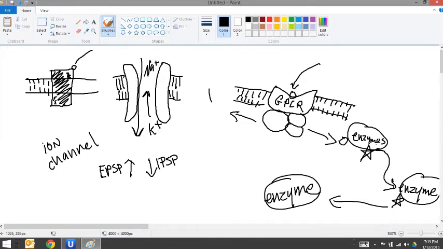And the end result of that is that basically a ton of stuff can happen. These are called second messengers. This is what we're going to call second messengers, these different steps in the G protein coupled receptor pathway. So what these second messengers will do is they will do something called modulation, and they can also do things like phosphorylation.